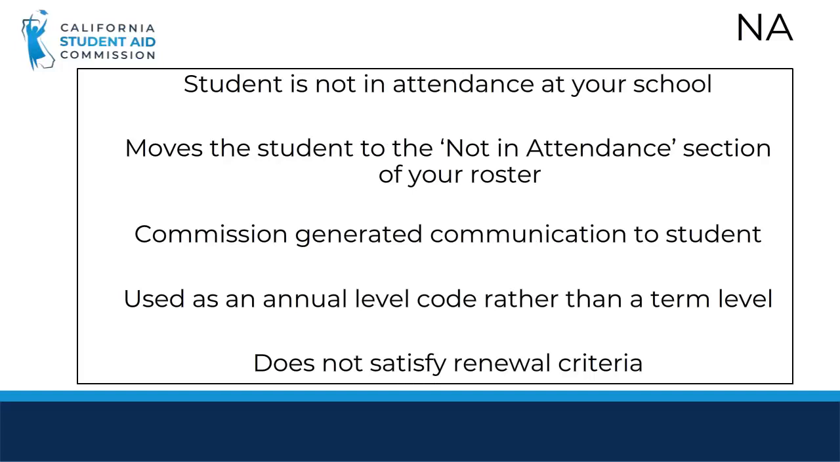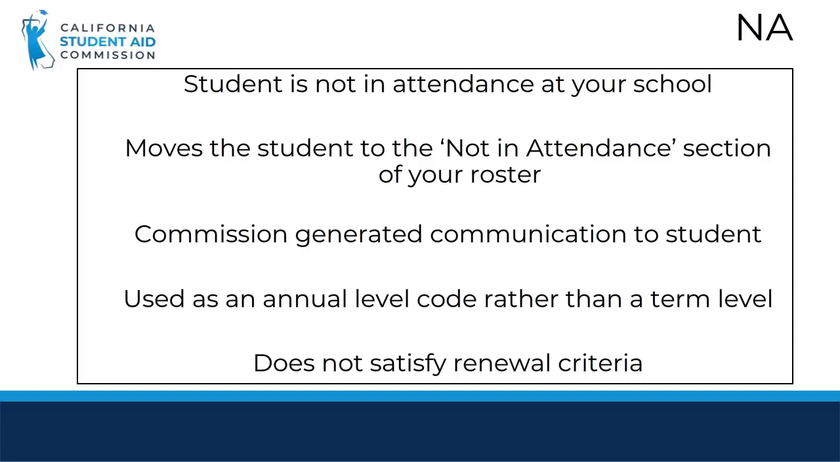NA, or not in attendance. Not in attendance is to be used for a student who is not at your school and you have no indication that he or she will be there during the academic year. You will use this code if a student is not enrolled at your school. When you report the NA status, the student's record is moved to the Not in Attendance section of your roster, and you will not see it in the CSAC standard roster.